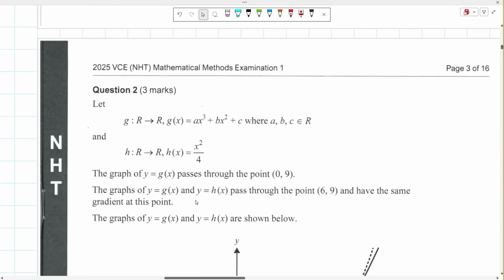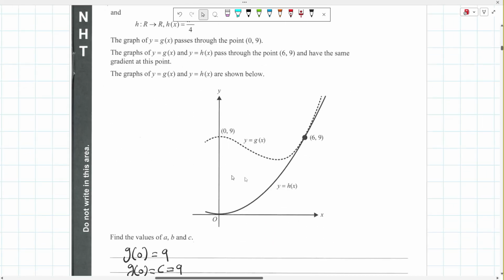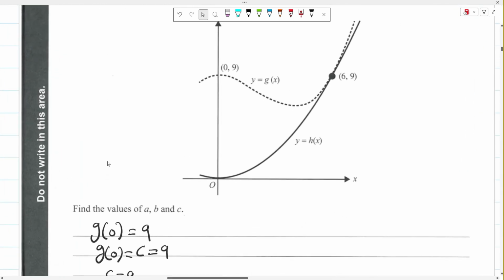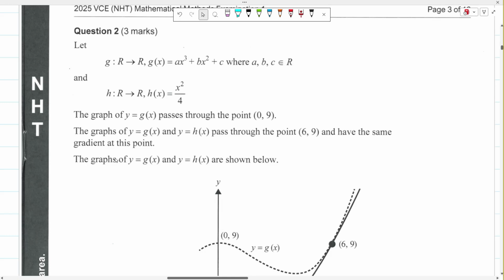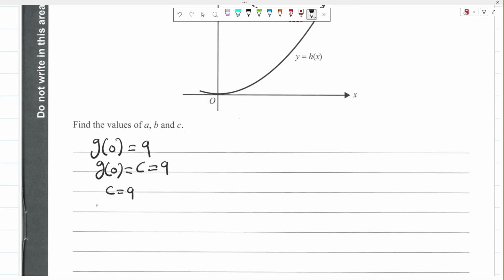The graphs of g of x and h of x pass through the point 6, 9 and have the same gradient at this point. And they've shown both of these graphs below. Our job is to find the values of a, b, and c. Right? So let's see how we can do this. First of all, we know that the graph of g of x goes through 6, 9. So we know that g of 6, right?